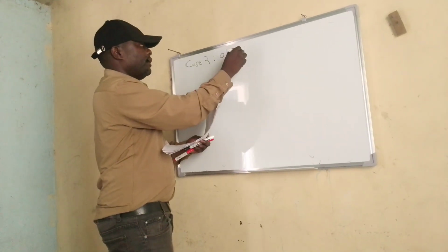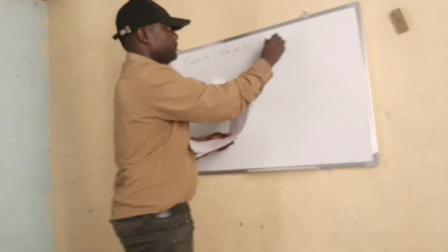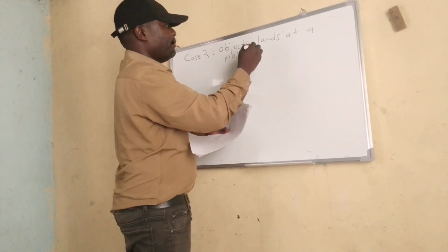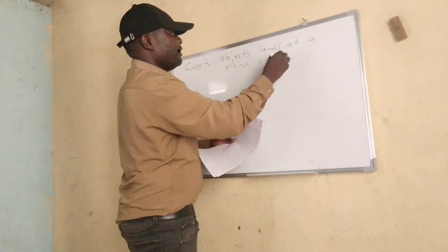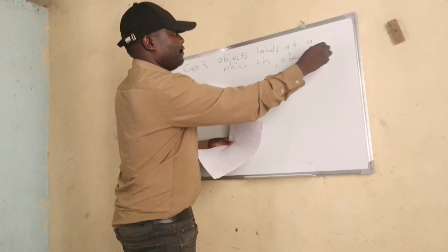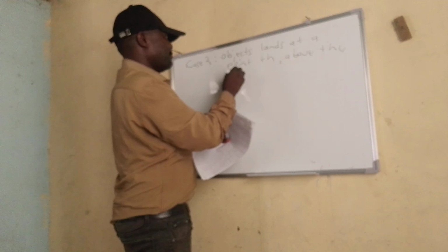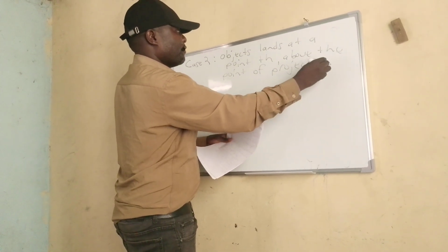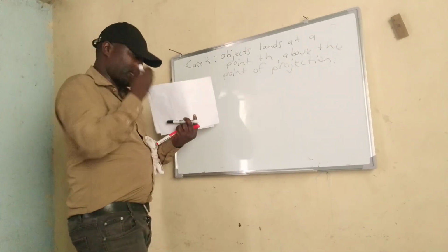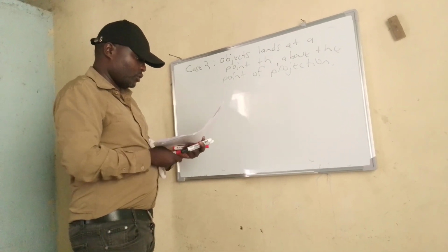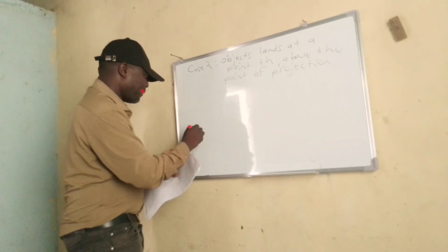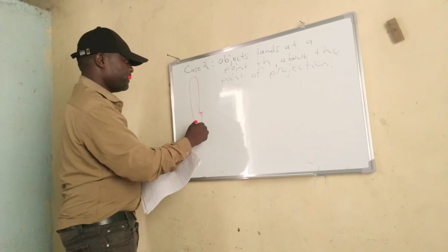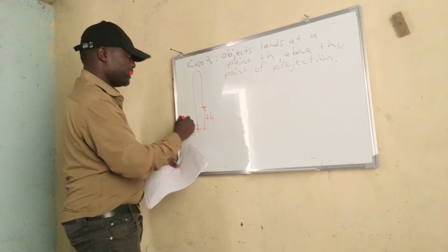Case 2. Object lands at a point plus h above the point of projection. Very simple. So this is the initial point of projection. Then it gets intercepted there at the height of plus h, right?